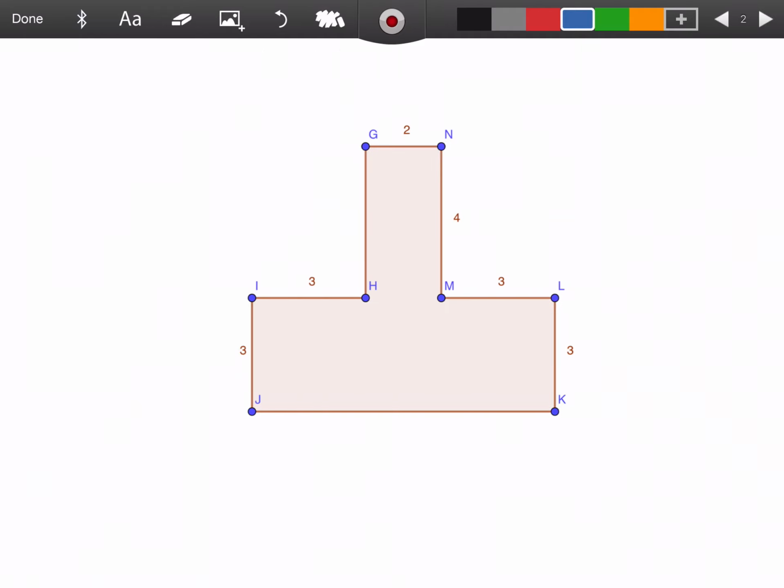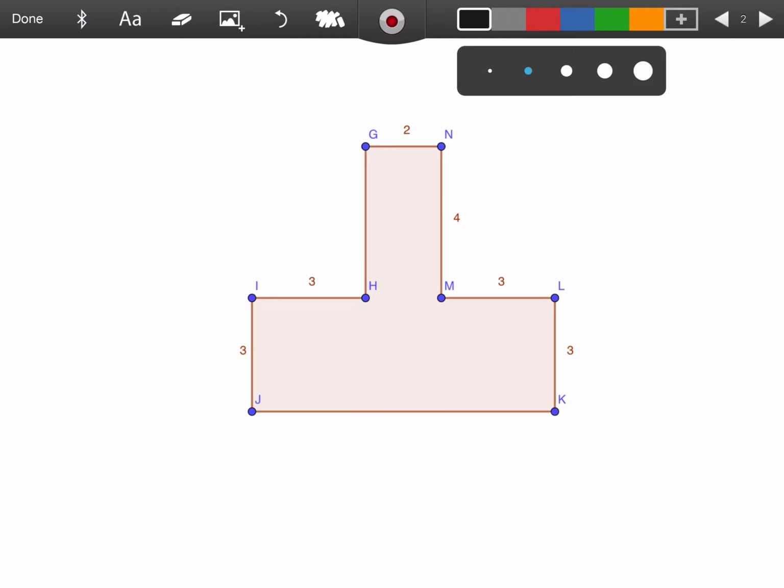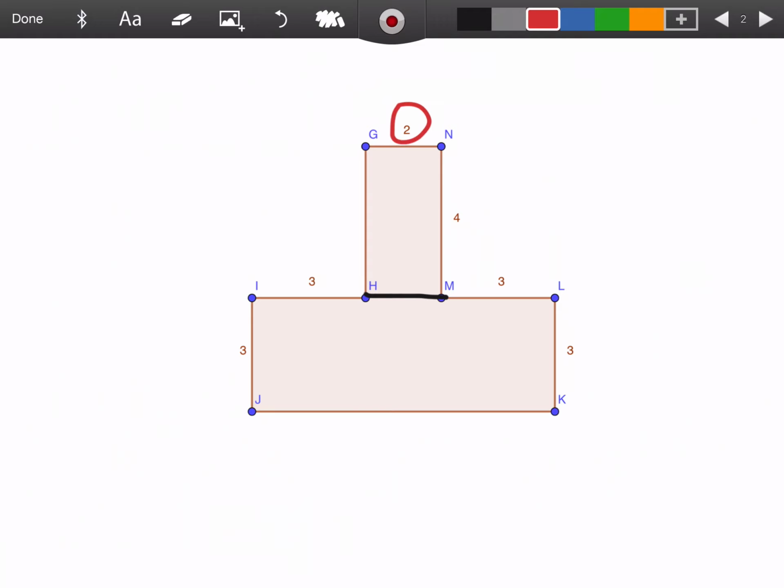Okay, taking a look at this again, we could divide this into several rectangles, but we want to keep it as simple as possible. So I'm going to slice it right here. And now let's take a look at our top rectangle. We can see on the top rectangle that it has dimensions of 2 by 4, so 2 times 4 being 8, so that's pretty simple.